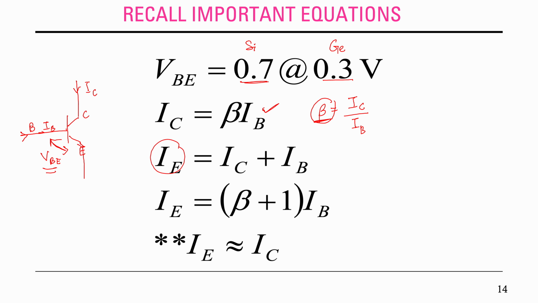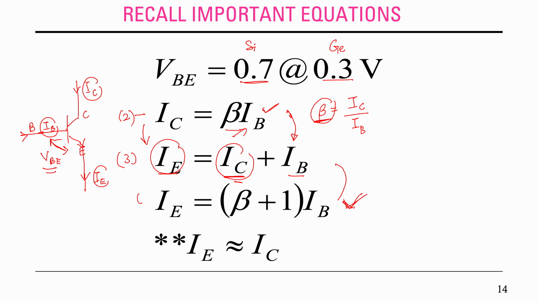IE is the current at the emitter. So the current at the emitter, IE, is equal to IC, the current at the collector, plus the current at the base. And if you alter this equation and replace inside here, because we know IC is equal to beta IB, you will get this equation. So this equation is coming from equation number 2. We substitute it inside equation number 3, so you will be able to get equation number 4.